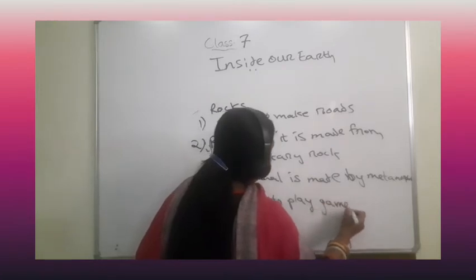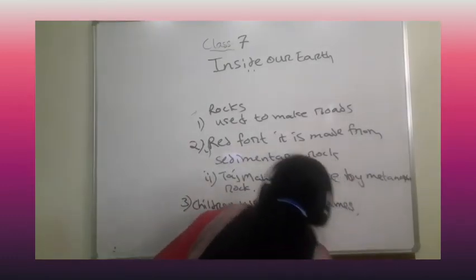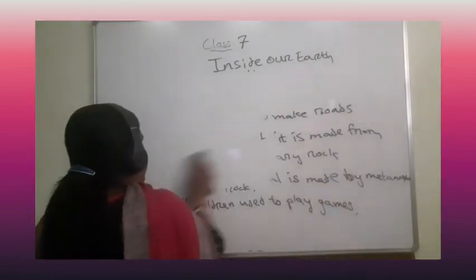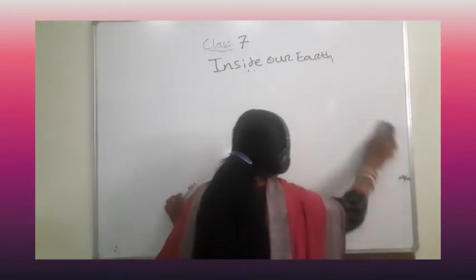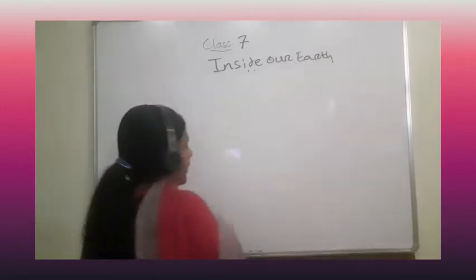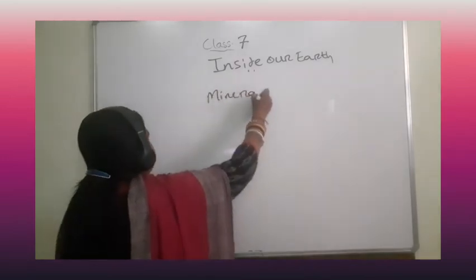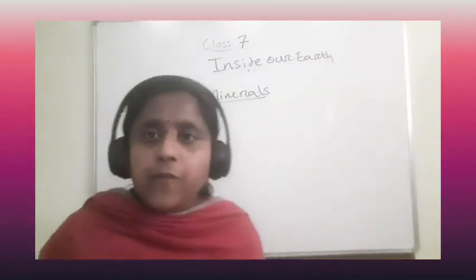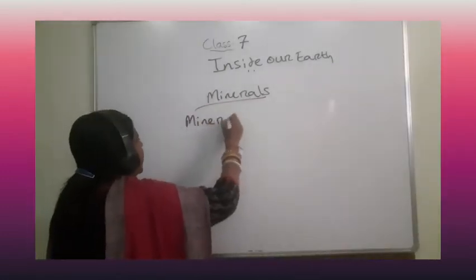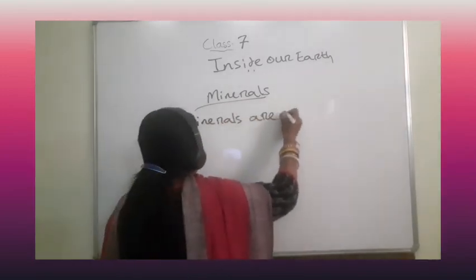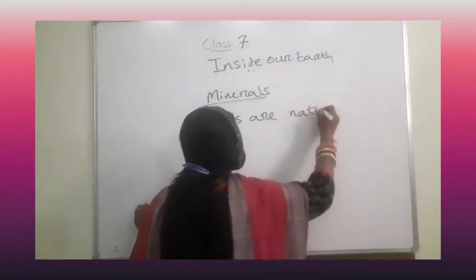Now we will read about minerals. Children, rocks are made up of different kinds of minerals. We have seen that a rock is a naturally occurring substance which has minerals in it. Different rocks have different kinds of minerals. They differ in color, size and structure. So what is a mineral? Minerals are naturally occurring substances. Like rocks, minerals are also obtained from nature.